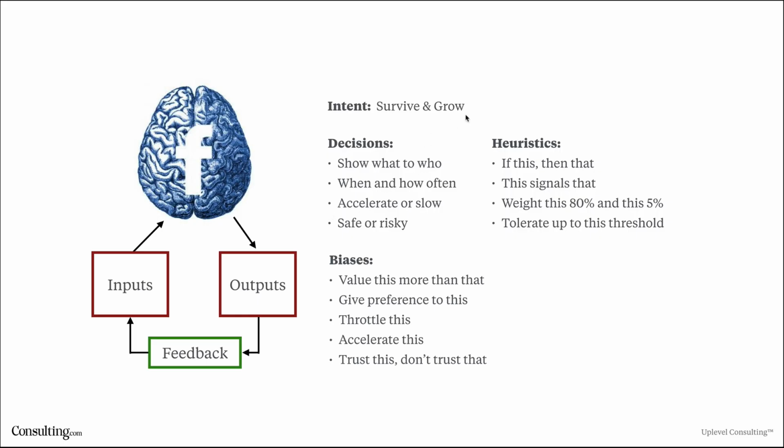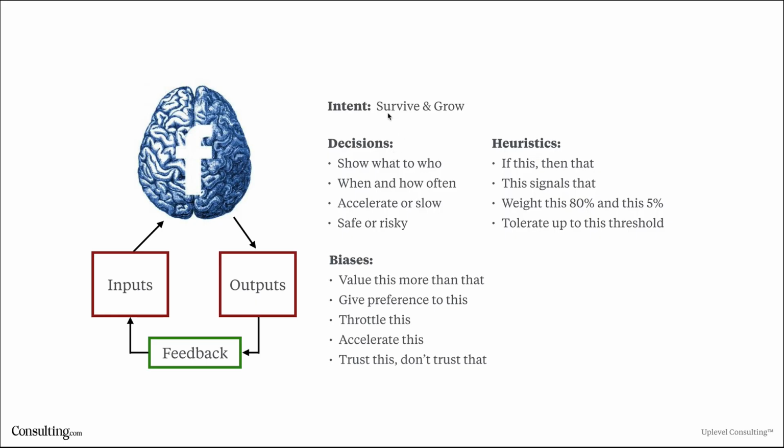And if its intent is to survive and grow, and its decisions are things like show what to who, when and how often, and should we accelerate this delivery or slow it, and is this advertiser safe or risky? It's trying to make all of these decisions. And how it's really going to make these decisions is things that serve its intent. So just like a human, if a human has a goal, then a human's got to make decisions, and those decisions are going to be heavily influenced by its goal.